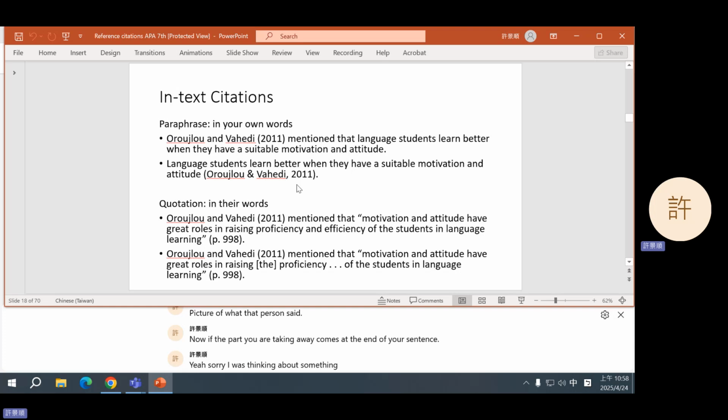Oh, yes, so are we clear about how to present information inside of your essay? Do you have questions about this part?